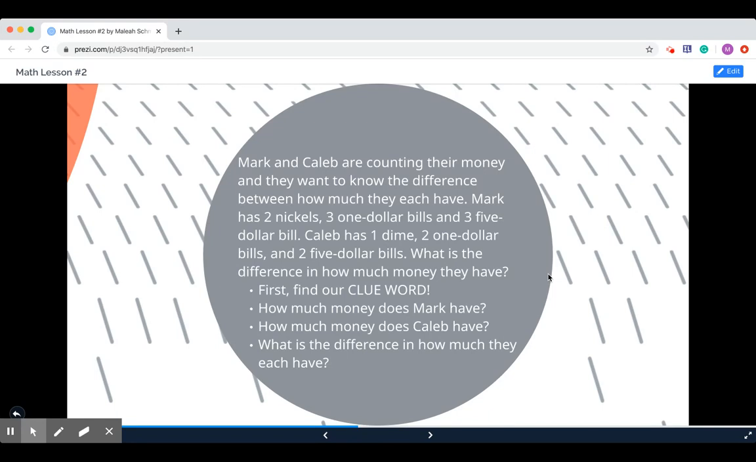Okay, so now we're going to figure out how much money Caleb has. The same thing: let's figure out how many cents he has, and make it so it has that dollar sign in front. I found Caleb to have $12.10. So now we have to find the difference. We're going to take Mark's total of $18.10 minus Caleb's total $12.10. So $18.10 minus $12.10 equals $6. The difference in how much they have is only $6.